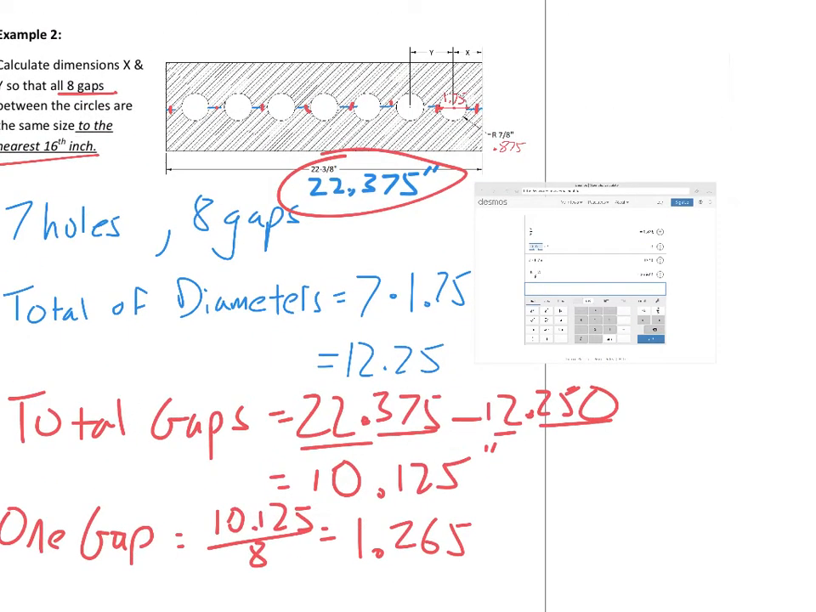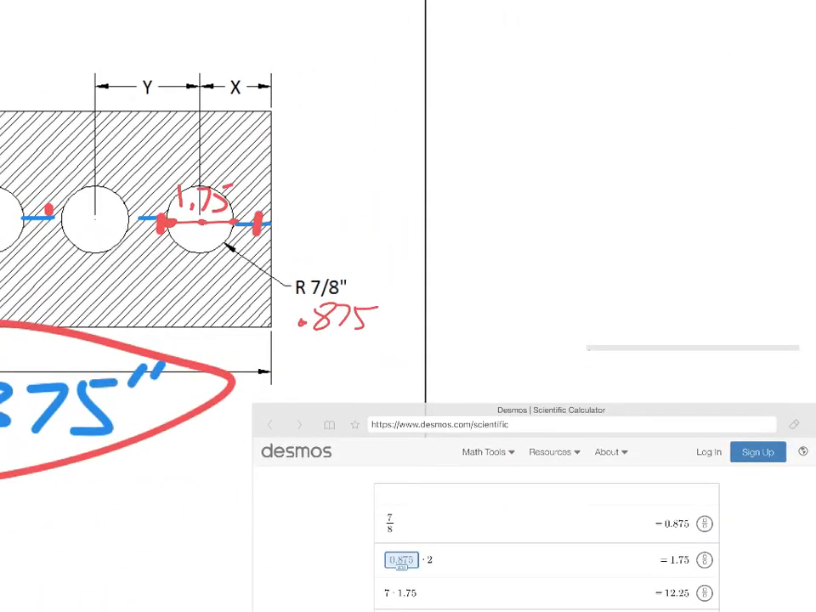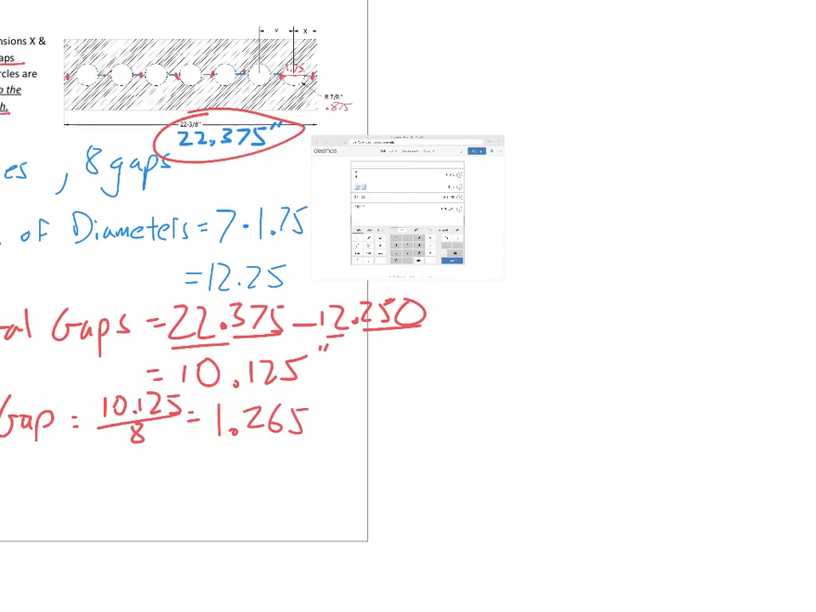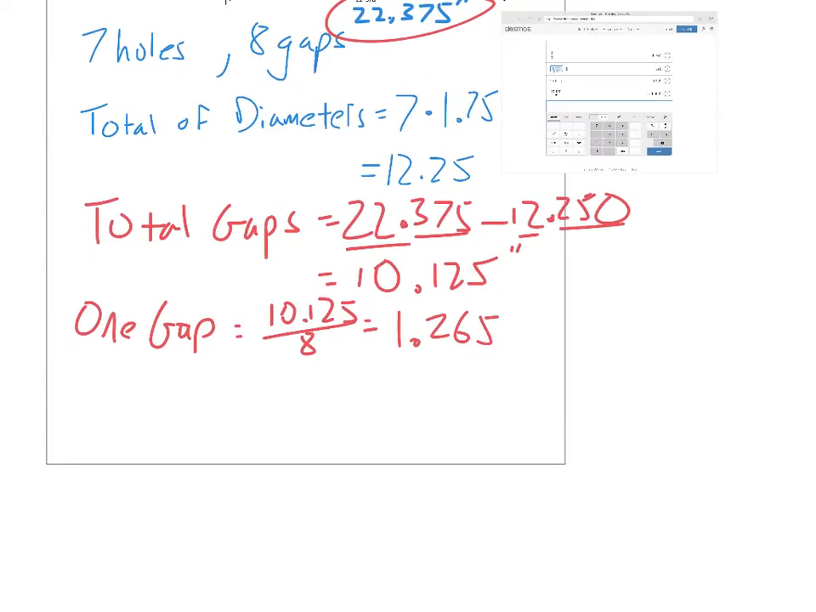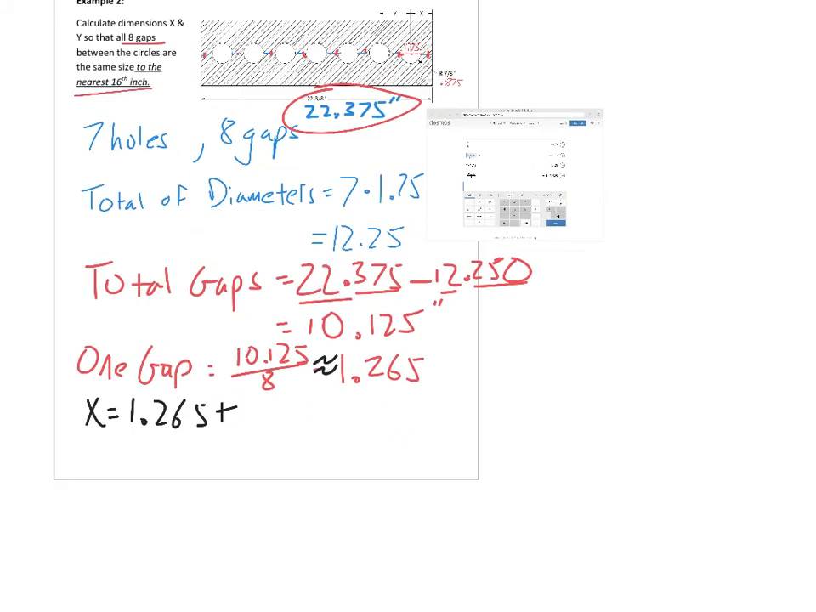Now, that's one gap. Well, we need to find this x. This x distance is a gap plus the radius. You see, it just goes to the radius. So we need to add 0.875 to get x. So x is going to be approximately the 1.265, and I rounded that, plus the radius of 0.875.